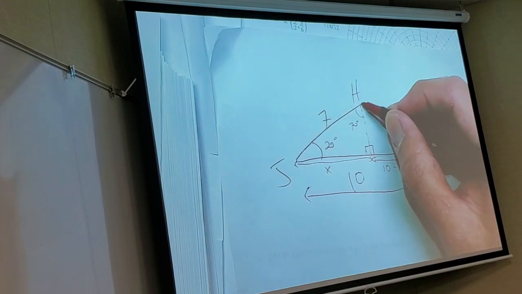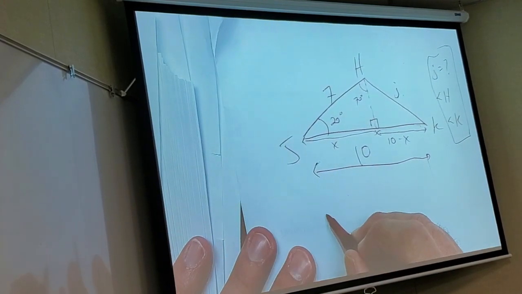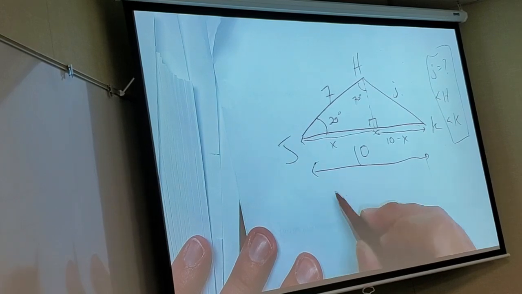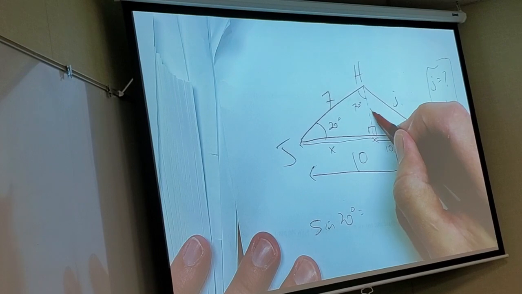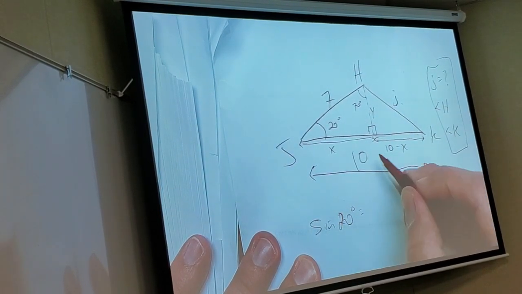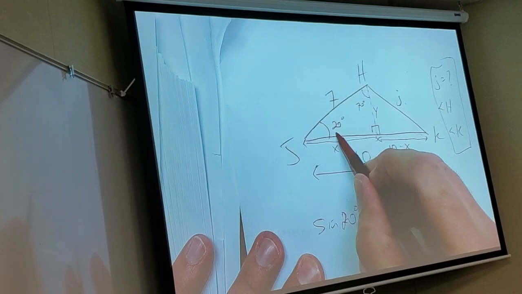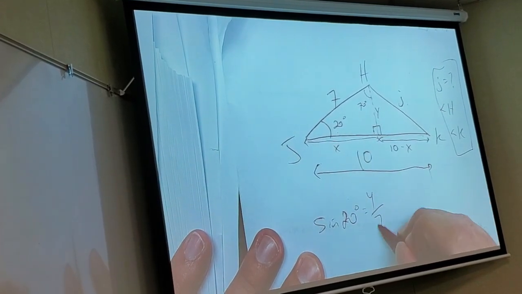Yes. How would you figure out how long this side is? Is it cosine? It has to be sine. Sine 20 degrees equals, we'll call this y, crazy enough. Sine 20 equals y over 7.